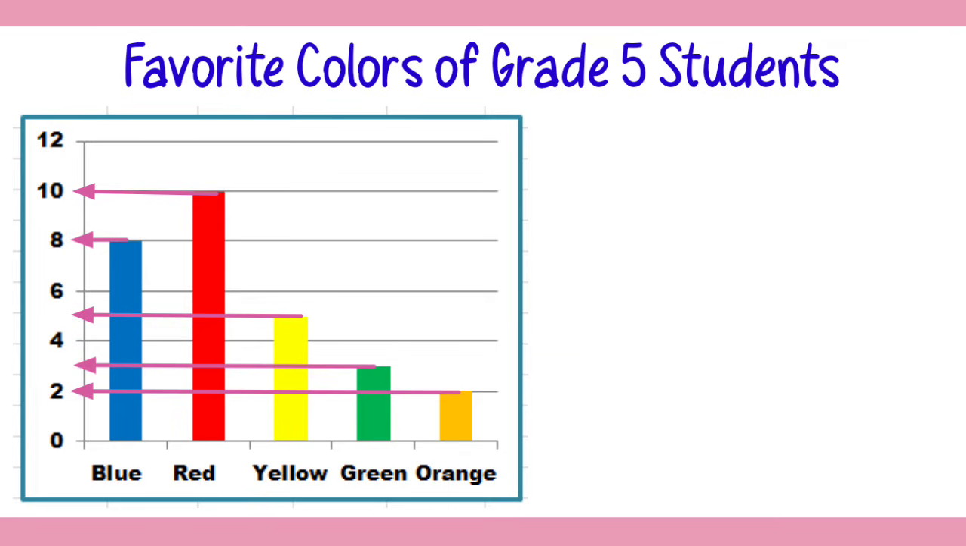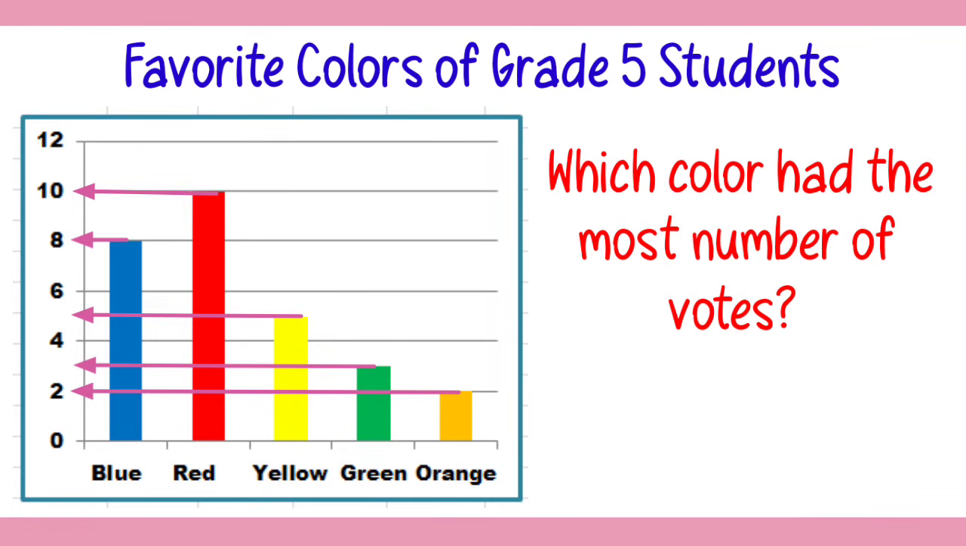Next question. Which color had the most number of votes? So we have to look at once again all the numbers. And among them, the highest value is 10. So, red had the most number of votes.